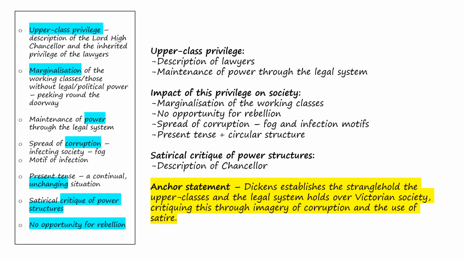Finally, I write my anchor statement again. Even though I'm planning this essay in a thematic instead of a chronological way, I still need that anchor statement to make sure I can reflect back, and it's going to keep me rooted and anchored, I suppose is the word, so that I can make sure that my argument always links together. So: Dickens establishes the stranglehold the upper classes and the legal system has over Victorian society, critiquing this through imagery of corruption and the use of satire.